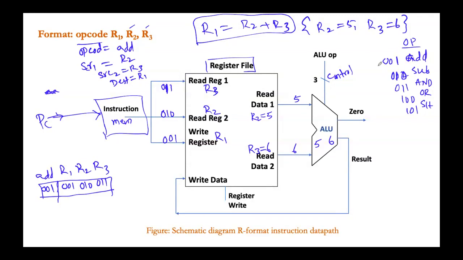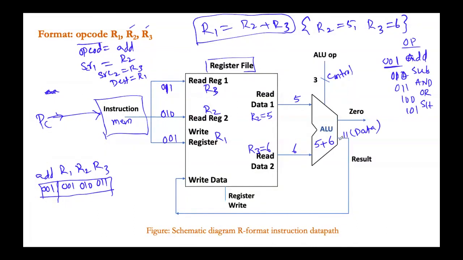So it gives these 3 signals 0, 0, 1. The first input is 0, the second input is 0, the third input is 1. With this, the ALU identifies the control signals and is directed to perform the addition operation. So 5 plus 6 will be added, and the result will be 11. So now this 11 is data.